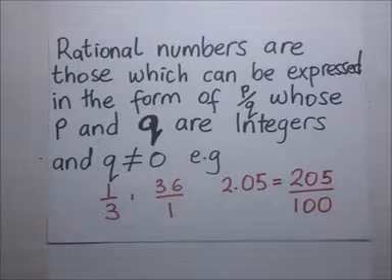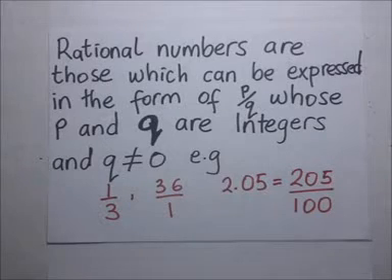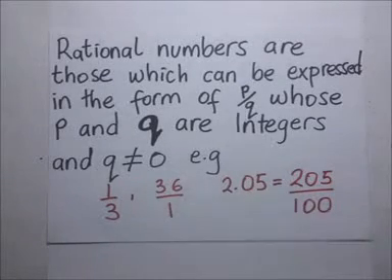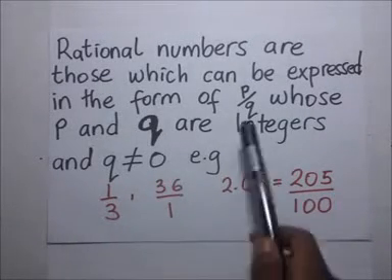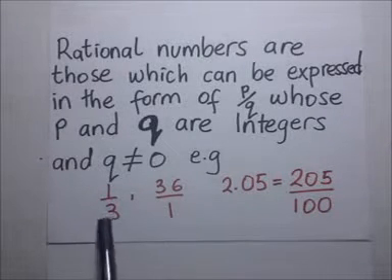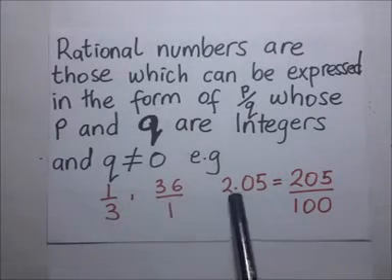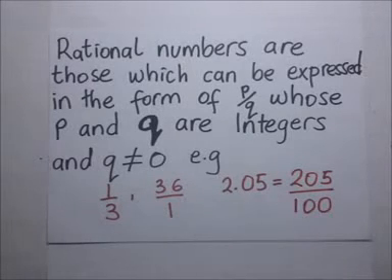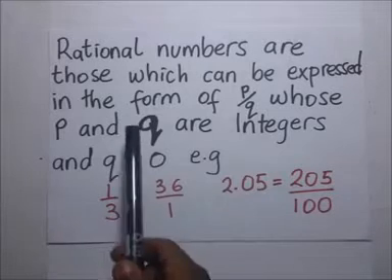Before looking into surds, we need to understand the difference between rational and irrational numbers. Rational numbers are those which can be expressed in the form p over q, where p and q are integers, as long as none of them is 0. Examples are 1 over 3, 36 over 1, and 2.05, which is equal to 205 over 100. These are rational numbers.